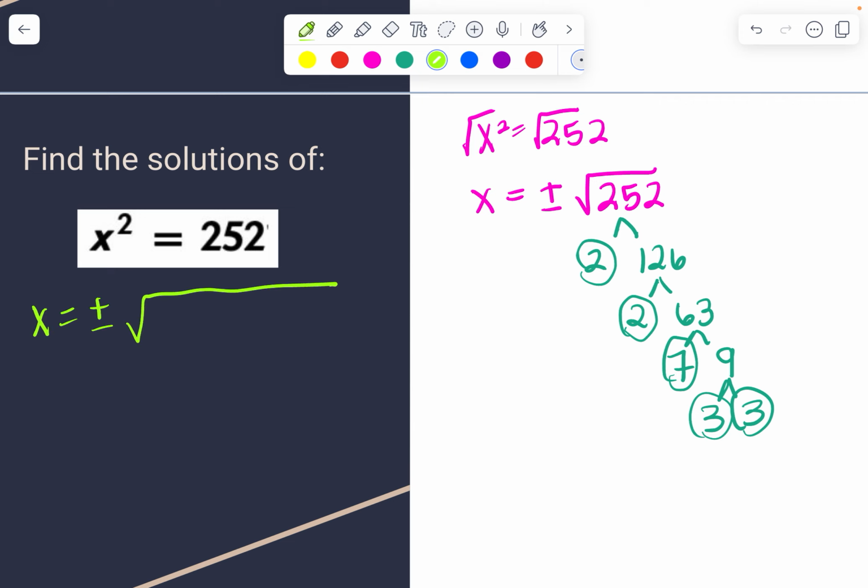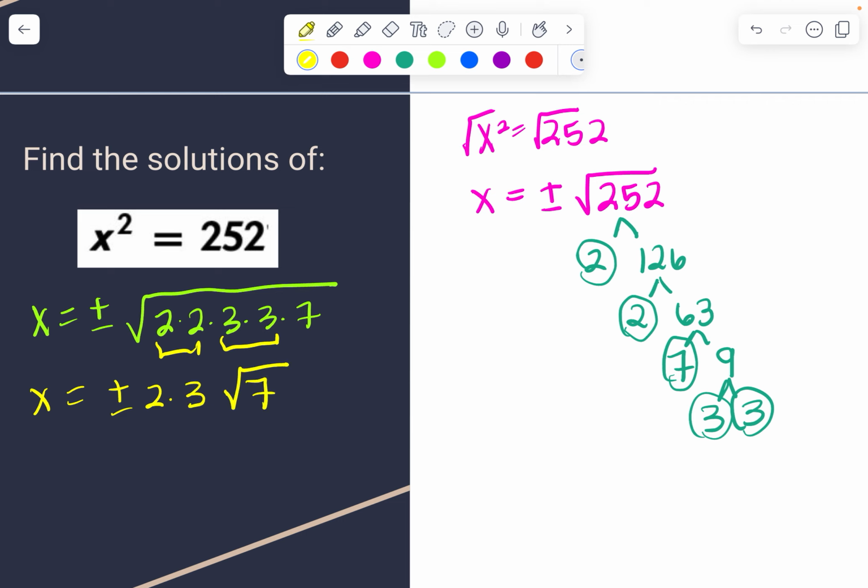So now I know 252 breaks up into 2 times 2 times 3 times 3 times 7. If we look at pairs, I have a pair of 2s and a pair of 3s. So I can take out a 2 and a 3. But 7 has to stay home, which means our final answer then is positive and negative 6 times the square root of 7.